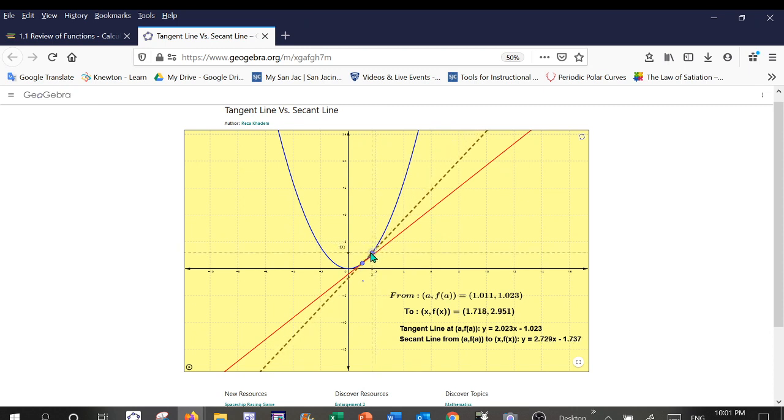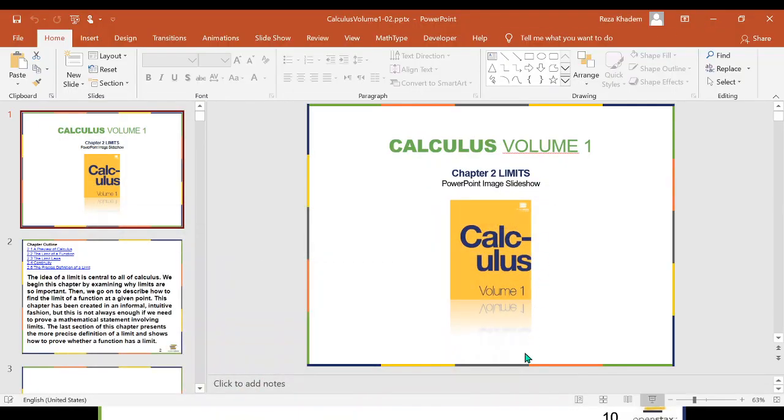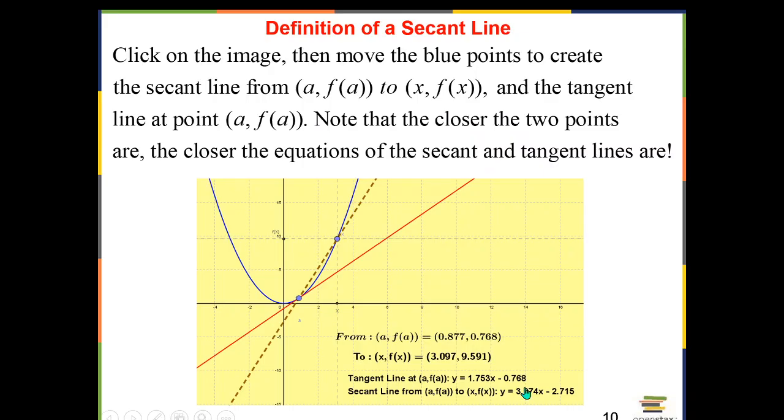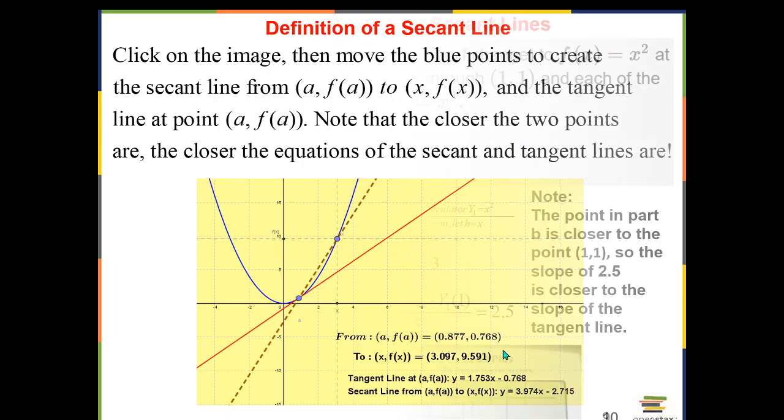notice that right now, this is 2.02, this is 2.7. But when I get closer and closer, notice that they get closer and closer to each other. It's almost the same right now, 2.07, 2.02. That's the idea. So let me go back to where we were. And so here we go.